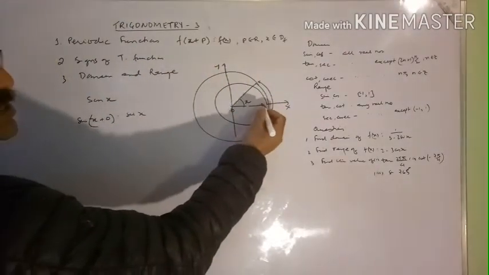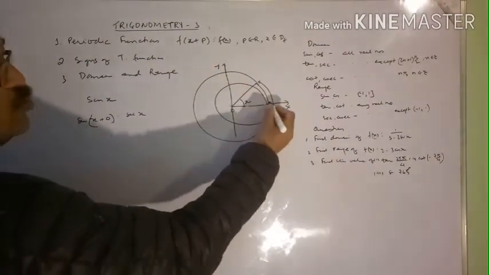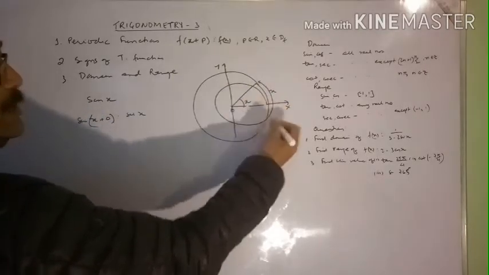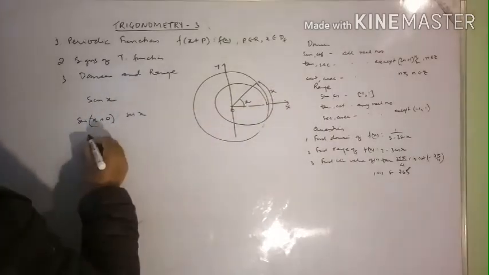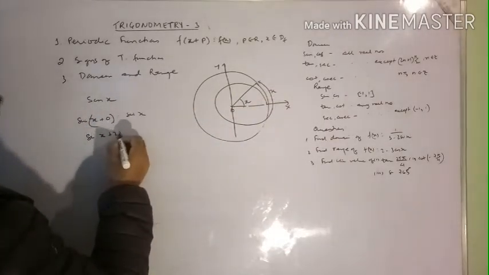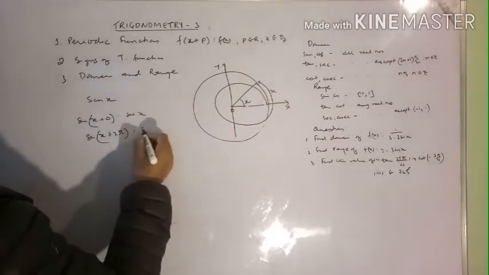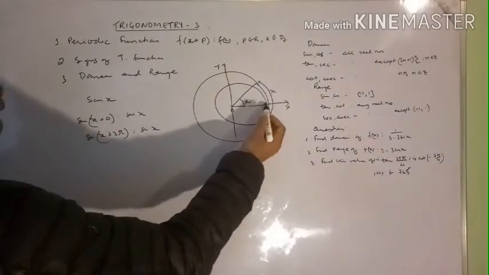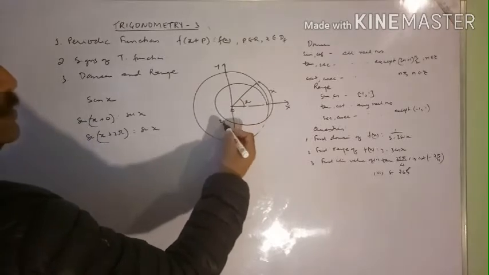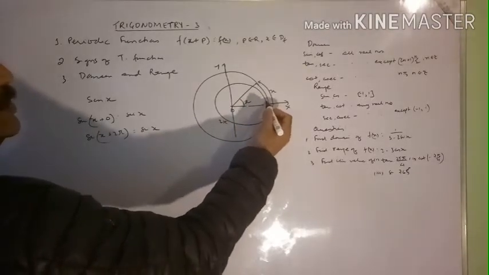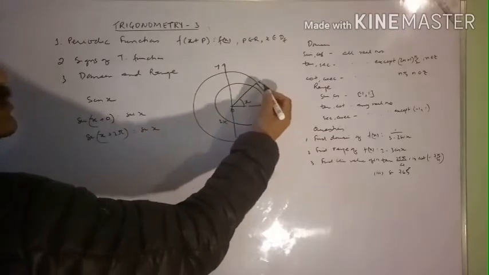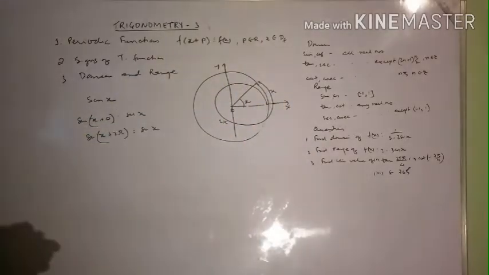Then the angle from here to here, you know, is 2 pi, and this will be x here. So this is 2 pi, this is x. So here sin x plus 2 pi will also be equal to sin x, because it will be the same angle here. You see, when you add 2 pi, because 360 degrees is 2 pi, then x here. So 2 pi plus x also will be the same angle here. So the value should be the same.